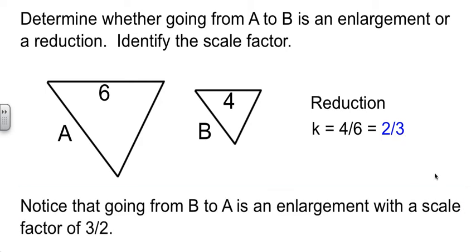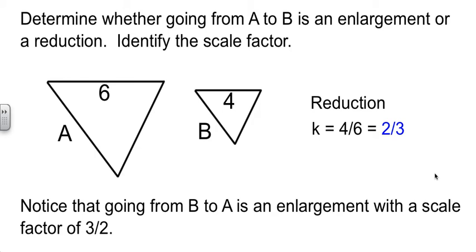Now, something else I want to point out to you is if we were going the other direction, if B was the pre-image and A is the image, then we have an enlargement because we're going from a 4 to a 6. The scale factor will be the reciprocal. It'll be 6 over 4, which reduces to 3 over 2.